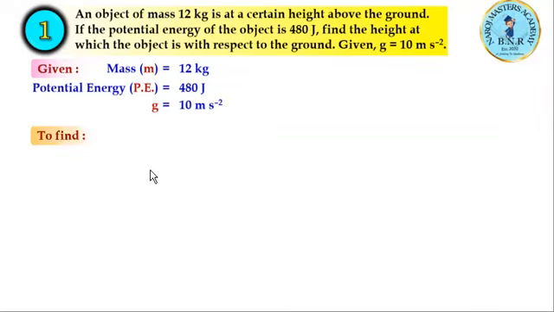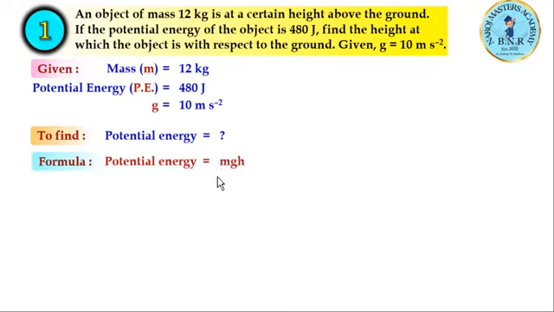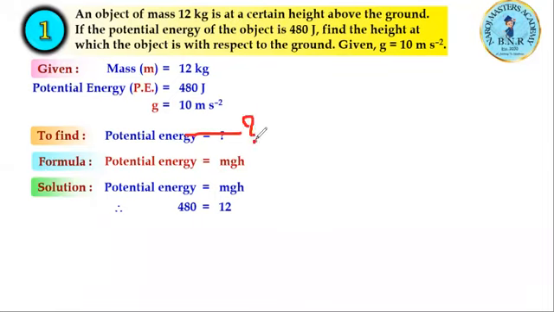Then to find what we need to find here, to find the height, h is equal to question mark. Potential energy is given, and potential energy is mgh. Solution: potential energy is equal to mgh. You know that potential energy is given. What we need to find is the height, h is equal to question mark.